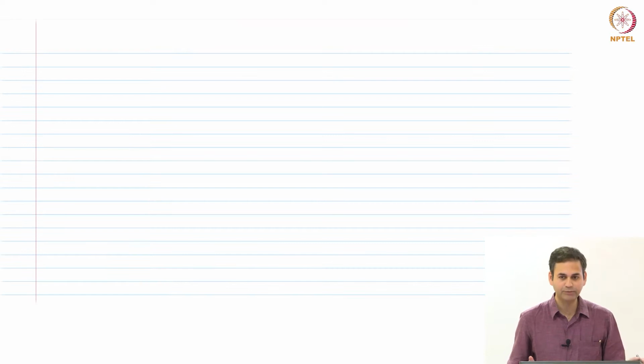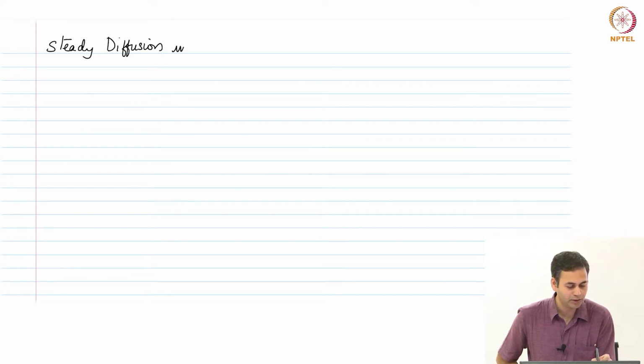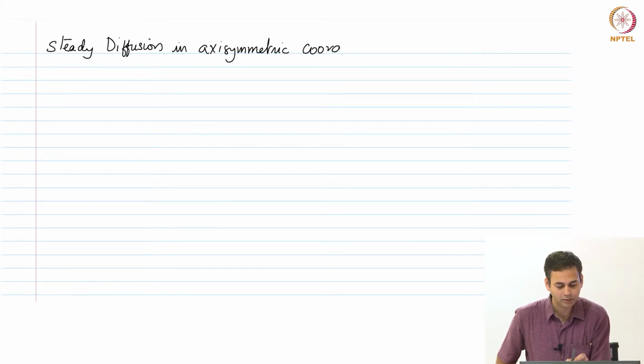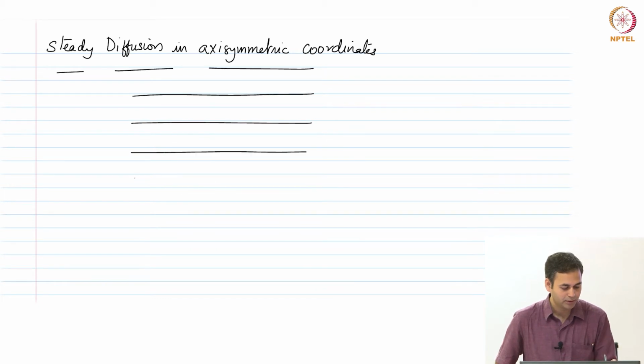So, we were discussing diffusion in other coordinate systems. We were halfway through steady diffusion in axisymmetric coordinates. I will quickly draw the figure here, the domain and the discretization, so that it can help us formulate the problem.